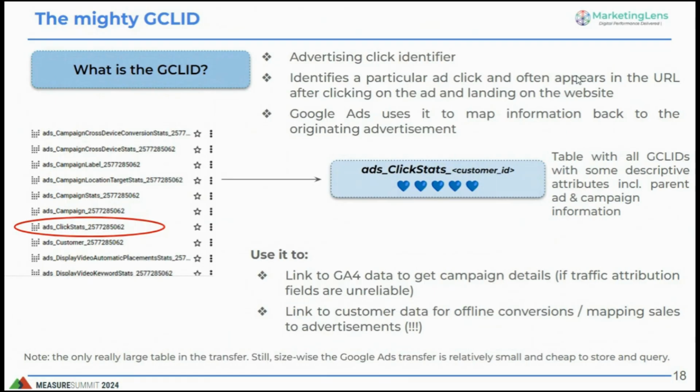So how can we use it? We can use it to link GA4 data to get campaign details. If the UTM parameters or traffic attribution fields are unreliable, there are a couple of cases where it's worth putting in logic using GCL IDs to enrich or make the data more accurate. And it's also very useful in linking to customer data for offline conversions or anyhow mapping sales to advertisements. This is actually one of the most valuable use cases, but I'm not covering it here. That's a topic for a different presentation.